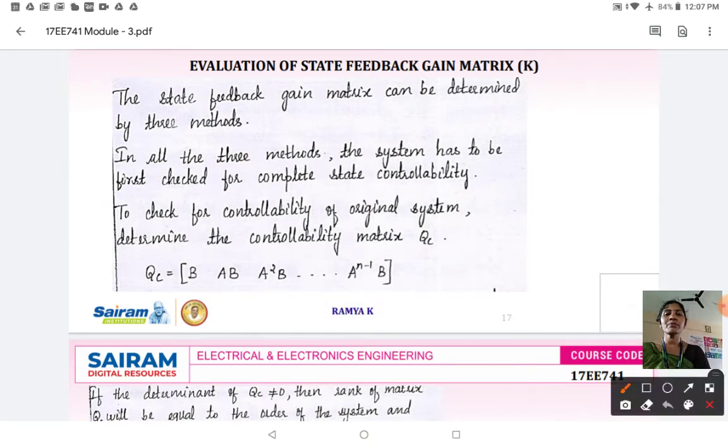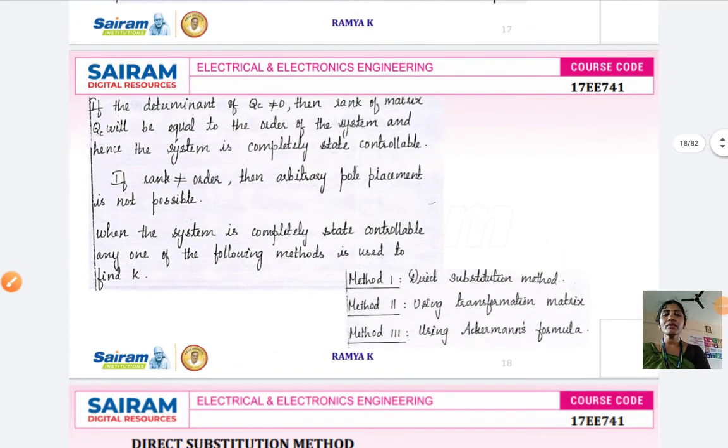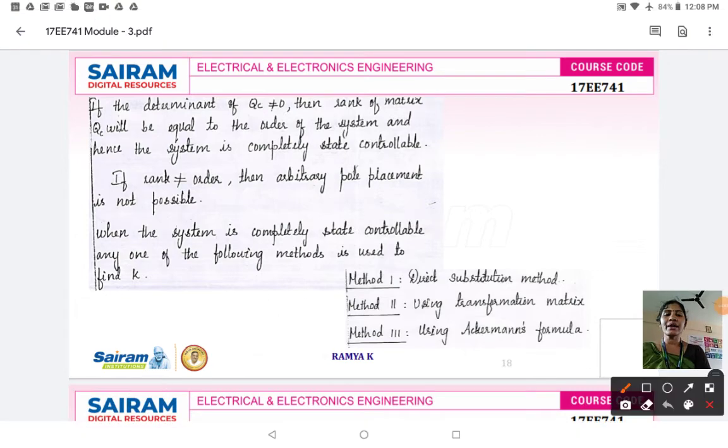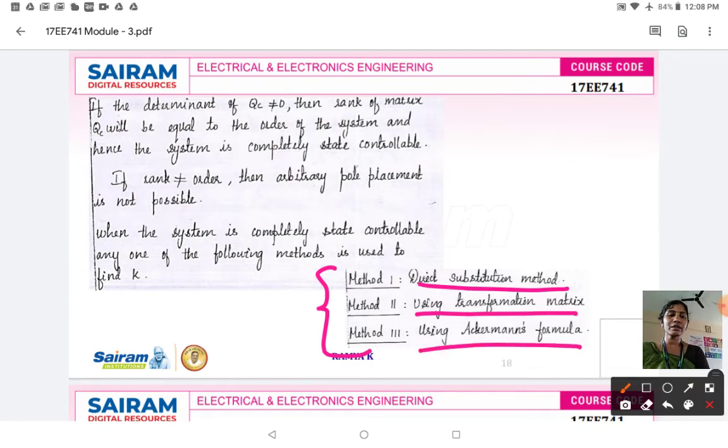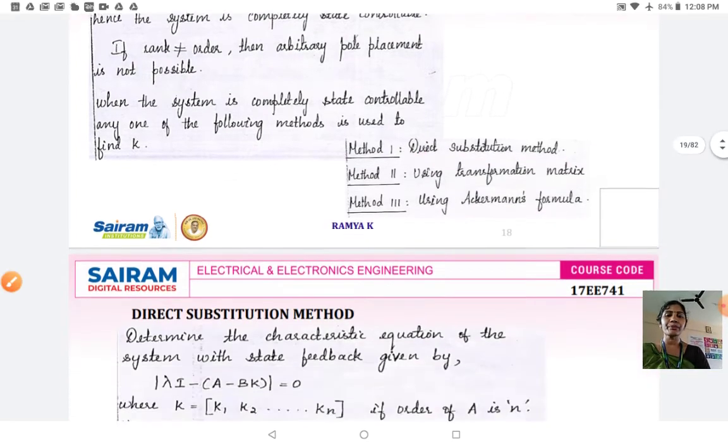So the first step to evaluate your state feedback gain is to identify whether the system is completely controllable or not. Next is identifying your gain. To identify the gain, you have 3 methods. First is the direct decomposition method or direct substitution method, second is the transformation matrix method, and the third is Ackermann's formula.